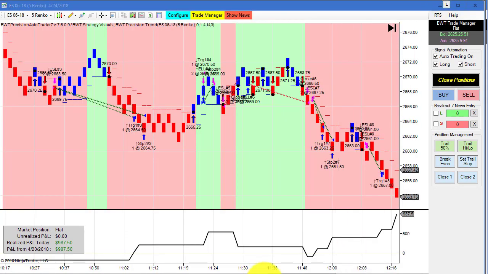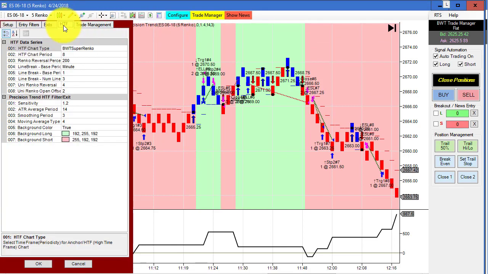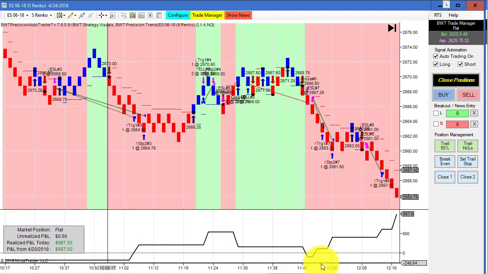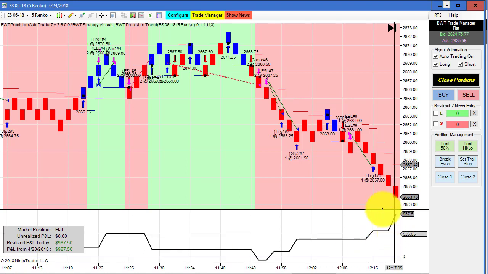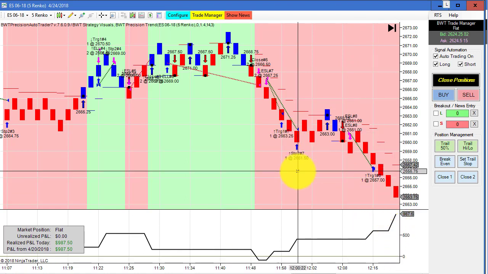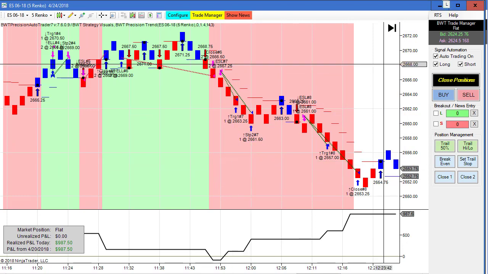Okay, next up is the Emini S&P on a 5 Renko chart with a higher time frame filter, and that is a Super Renko 8 tick. And this chart had some winning trades up to about 500, then drew down just a few dollars, less than $100, and then came up and hit its goal with these 2 trades here.